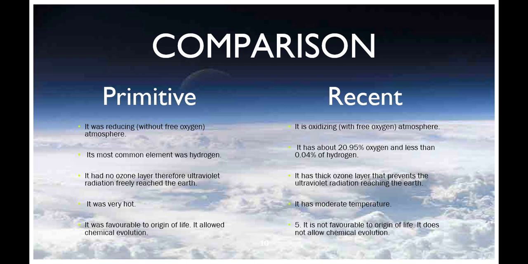The recent atmosphere is an oxidizing one, that is, with free oxygen. It has about 20.95% oxygen and less than 0.04% of hydrogen. It has a thick ozone layer that prevents the ultraviolet radiation from reaching the Earth. It has moderate temperature and it is not favorable to the origin of life and does not allow chemical evolution.